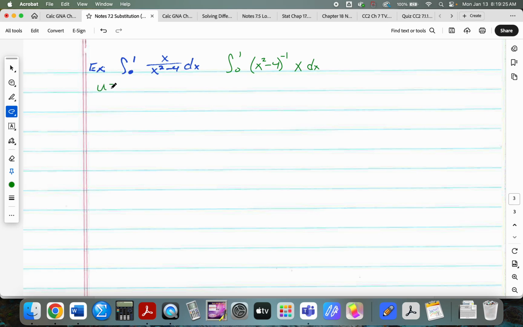So I'll let u be equal to x squared minus 4. du will be 2x dx. So 1/2 du will be x dx, which is what we actually have. So we'll have the integral of u to the negative 1 times 1/2 du. When we substitute 0 in for x, we get that u is negative 4. And when we substitute in 1 for x, we get that u is negative 3.